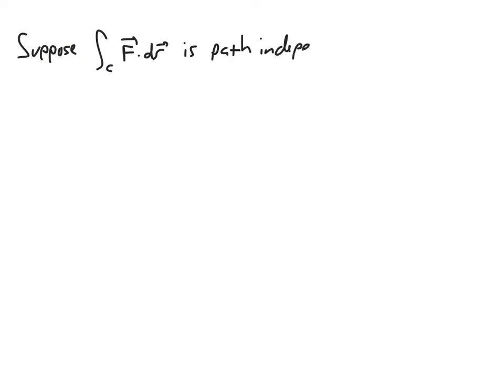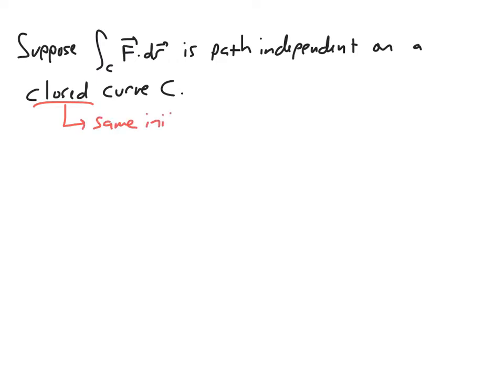So to start, let's suppose that we have this line integral over C of the vector field f, and let's suppose it's path independent on a closed curve C. Now, to be clear what I mean by closed, all I mean is that it has the same initial and terminal point.